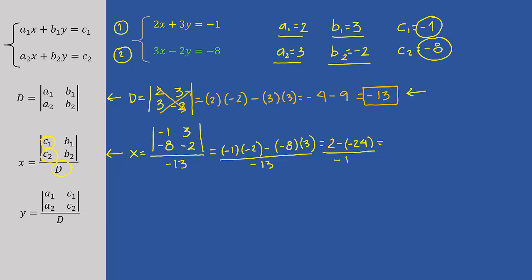Over -13. And negative becomes positive, so 2 plus 24 over -13. 2 plus 24, 26 over -13. And 26 over -13 is -2. Okay, so now we have our value of x. X equals -2.